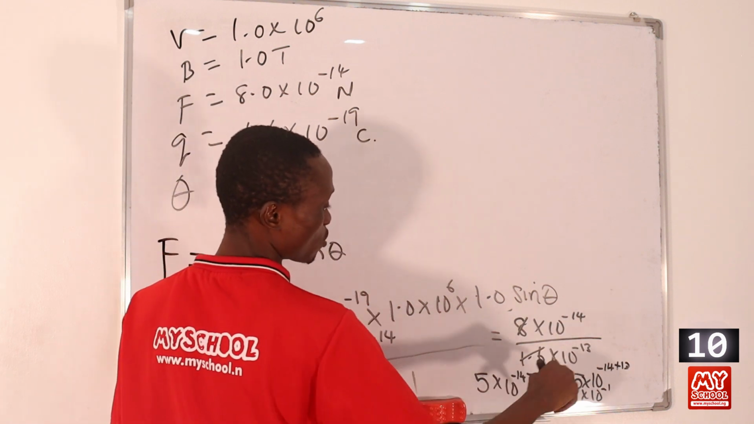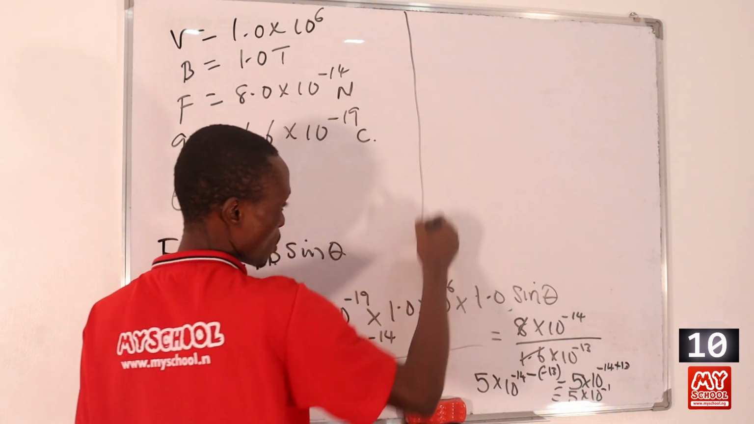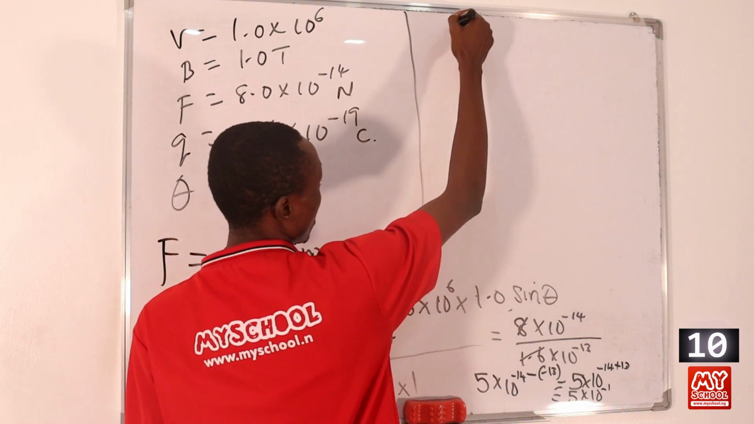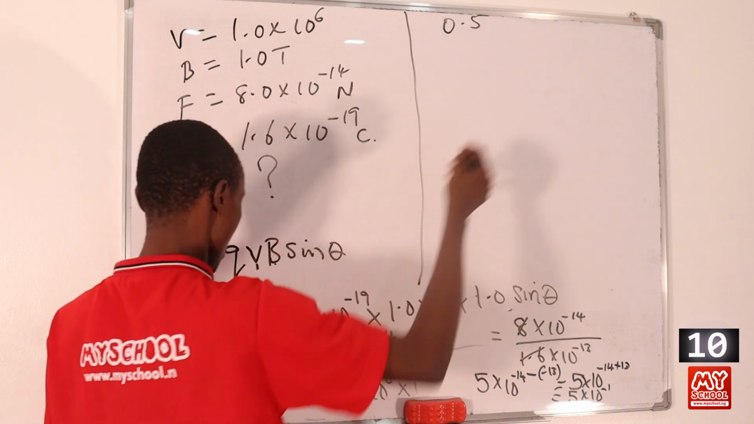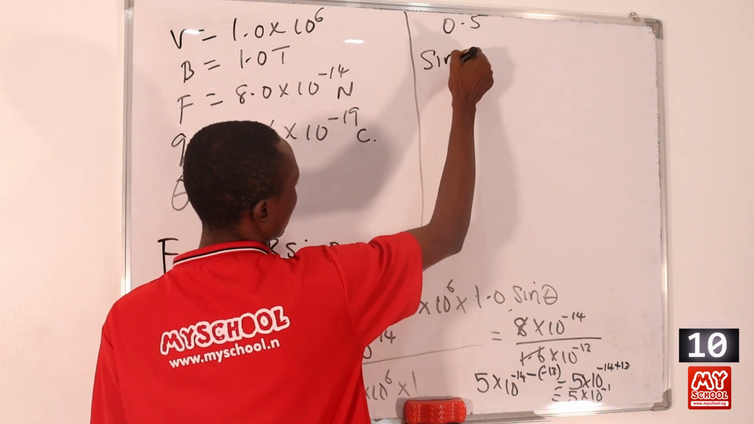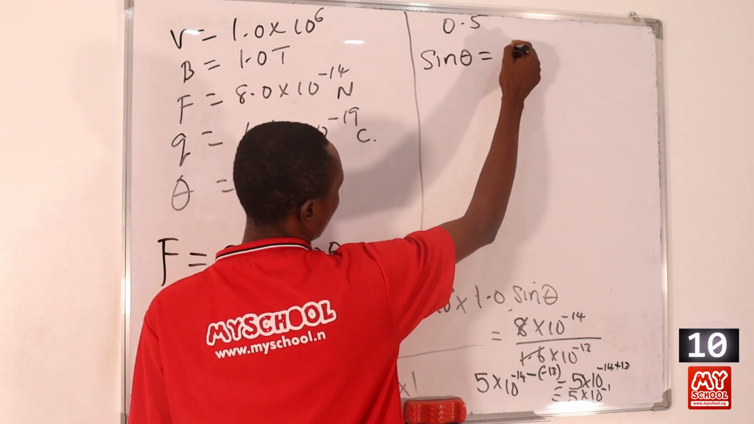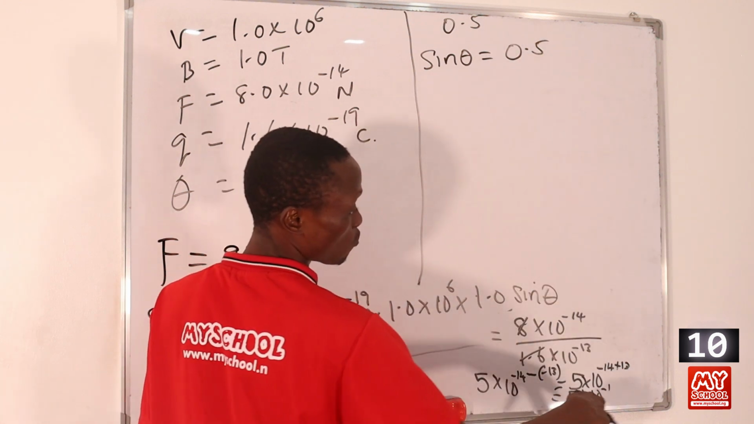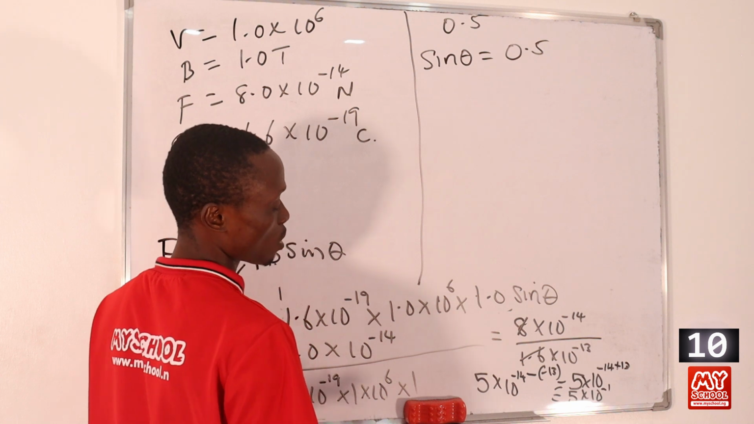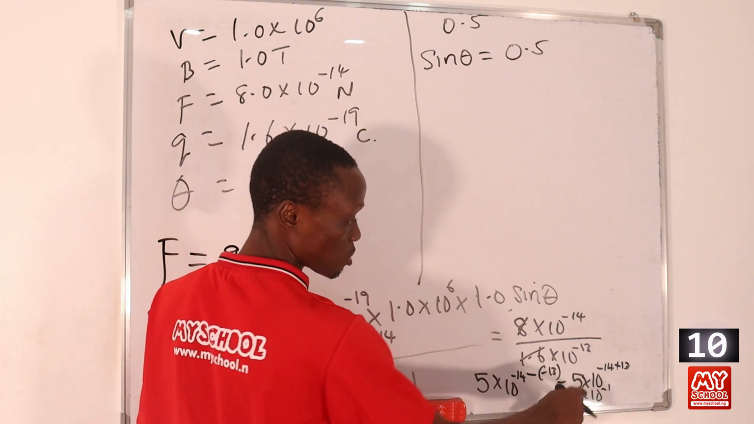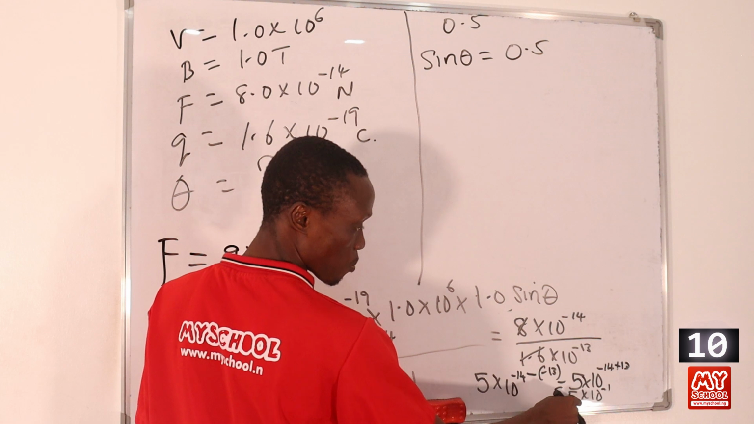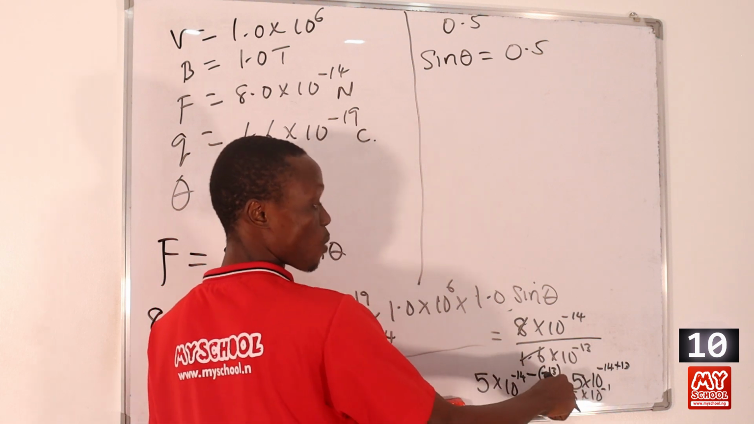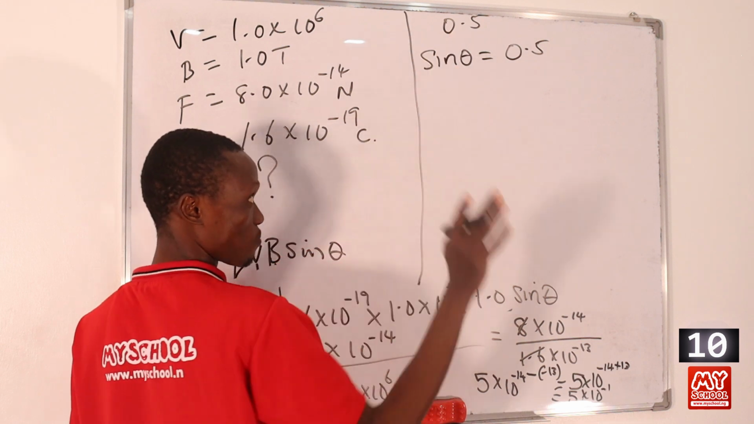And 5 times 10 raised to the power minus 1 is still the same thing as 0.5. So sine theta is equal to 0.5, right? Now this is in standard form, so if we are to write this in ordinary form, it simply means that the invisible decimal point in front of this 5, we should move it one place to our left, so that will give us 0.5.